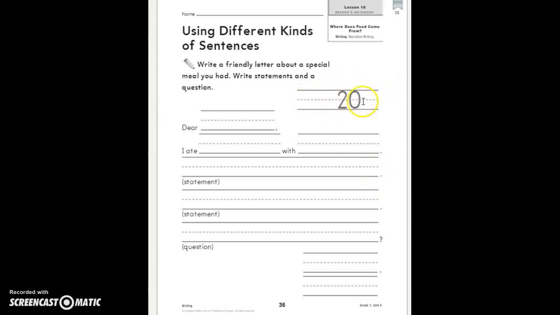So we have our date up here, our greeting, who the letter is to. What did you eat? What did you have? Who did you eat it with? And then you're going to choose 3 statements and a question to ask the person you're writing the letter to. Then you have your closing, and your name will go here on the bottom.